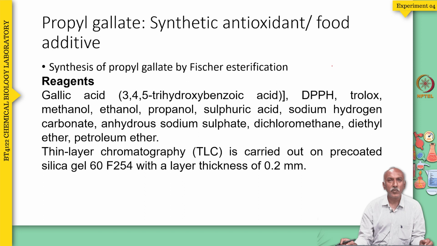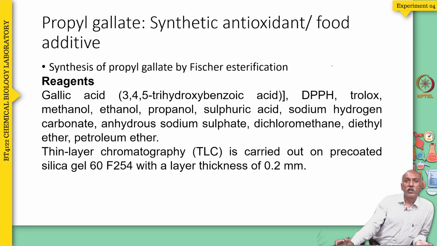One of these food additives is propyl gallate, and as the name suggests, propyl gallate is an ester which could be synthesized from gallic acid by reaction with propanol. The reagents needed are gallic acid, 3,4,5-trihydroxybenzoic acid, and propanol of course, and DPPH to measure the antioxidant activity of gallic acid and propyl gallate. Trolox is the control compound for the DPPH activity, and methanol, ethanol for the solubilization of DPPH and Trolox.